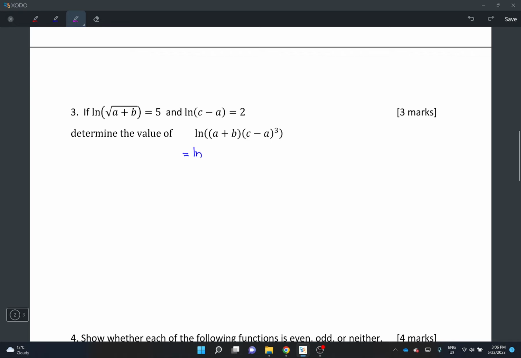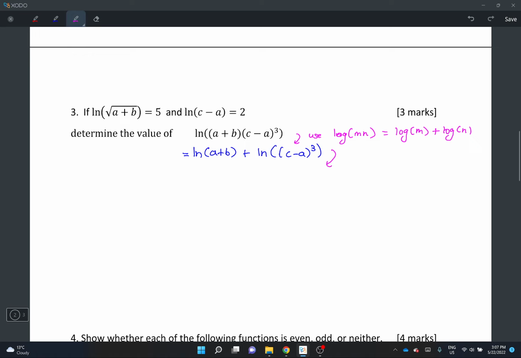In the first line, I'm going to use a log property. The log of m multiplied by n is the log of the first thing, log of m, plus the log of the second thing, log of n. And here we have the log of a plus b multiplied by c minus a cubed. So we have the log of the first thing plus the log of the second thing. So m in this case was a plus b, and n in this case was c minus a all raised to the power of 3.